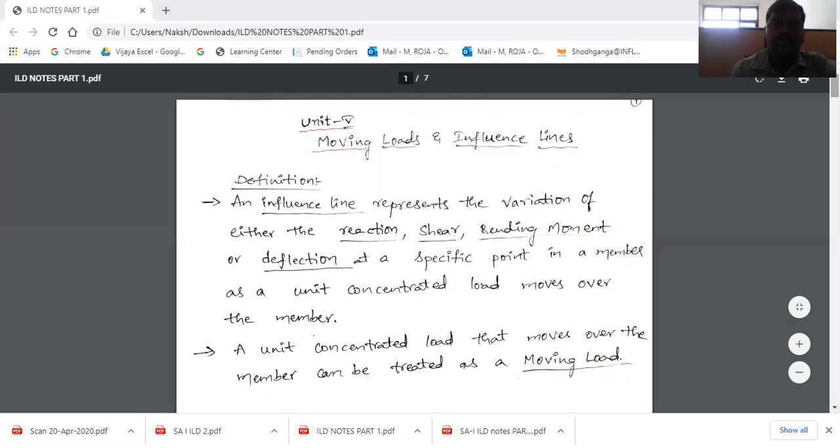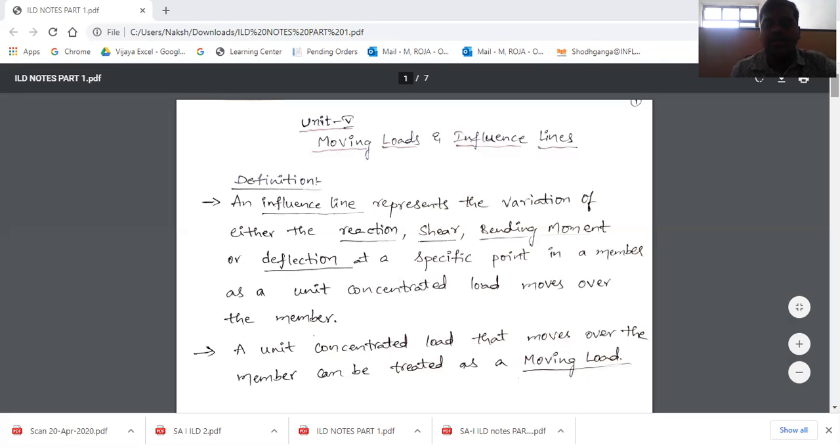So if we find the reaction or draw the shear force diagram or the bending moment diagram, or find the deflection at any point, the diagram which represents only the reaction or the shear or the bending moment or the deflection at different points, and if we join all these points together, that forms a line, and that is called an influence line diagram.